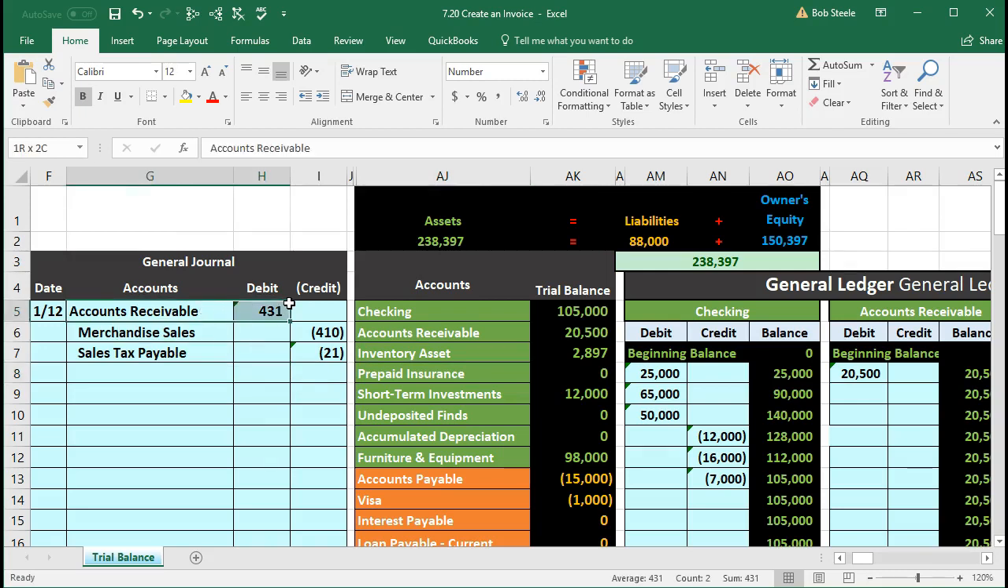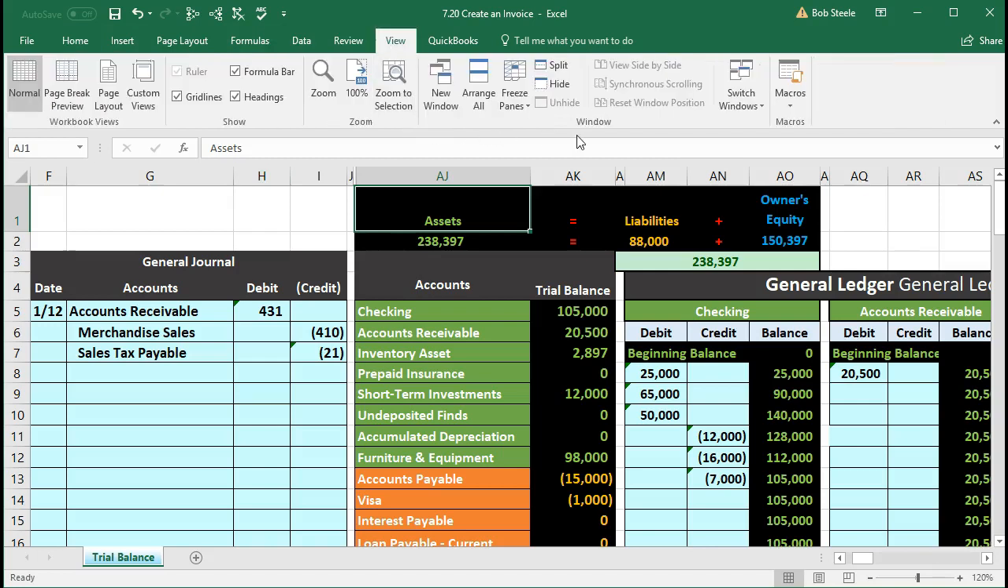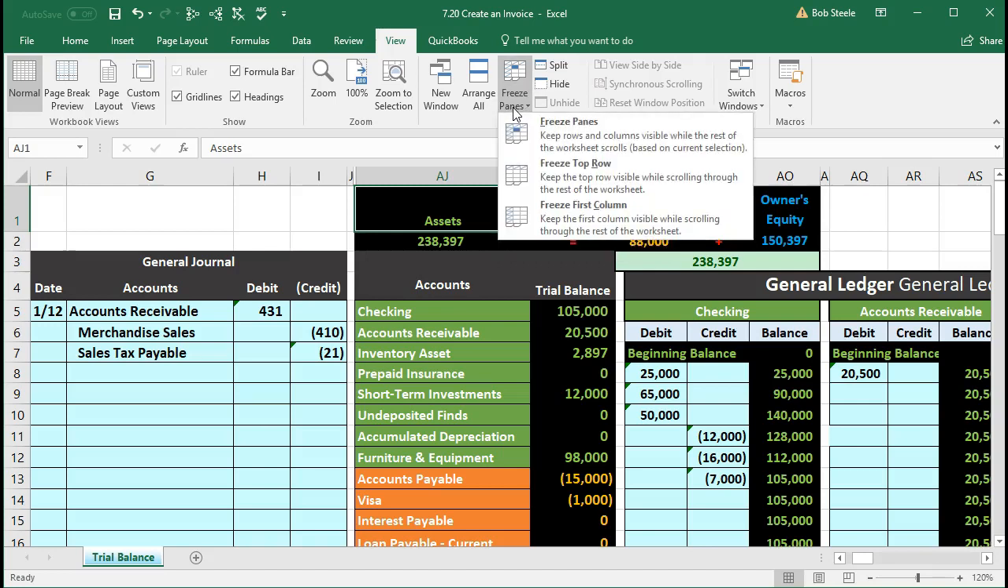We're going to say here's the accounts receivable. We're going to post that to the accounts receivable account, which is the second account on the trial balance and therefore the second account on the general ledger. I'm going to go ahead and freeze the panes first. So we'll put our cursor in AJ1. We're going to go to the View tab up top. We're going to go to the Windows group and select the Freeze Panes item and select the first item, which is Freeze Panes.